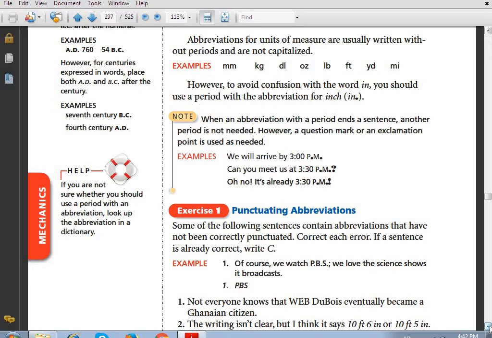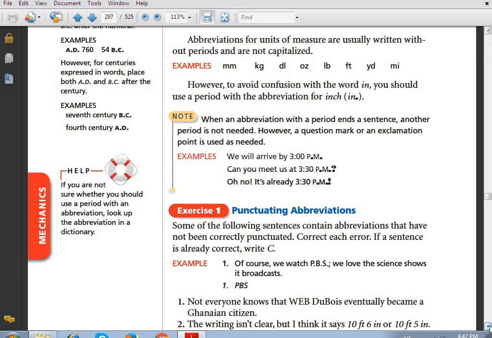Another note. When an abbreviation with a period ends a sentence, another period is not needed. However, a question mark or exclamation point is used if it is needed. Sometimes, guys, you end your sentence with an abbreviation, so you use the period of this abbreviation, and you don't need to put another period to end the sentence. You already ended the sentence with the period of the abbreviation.